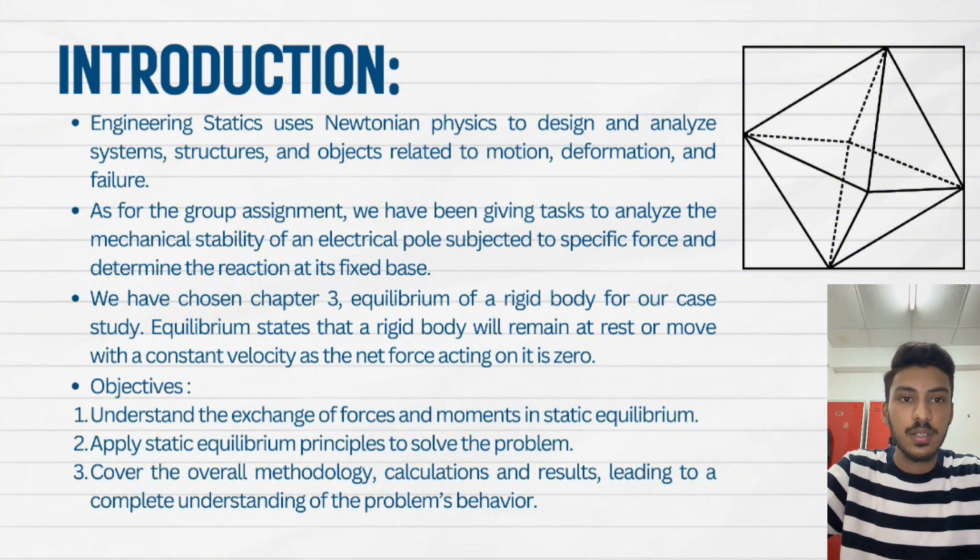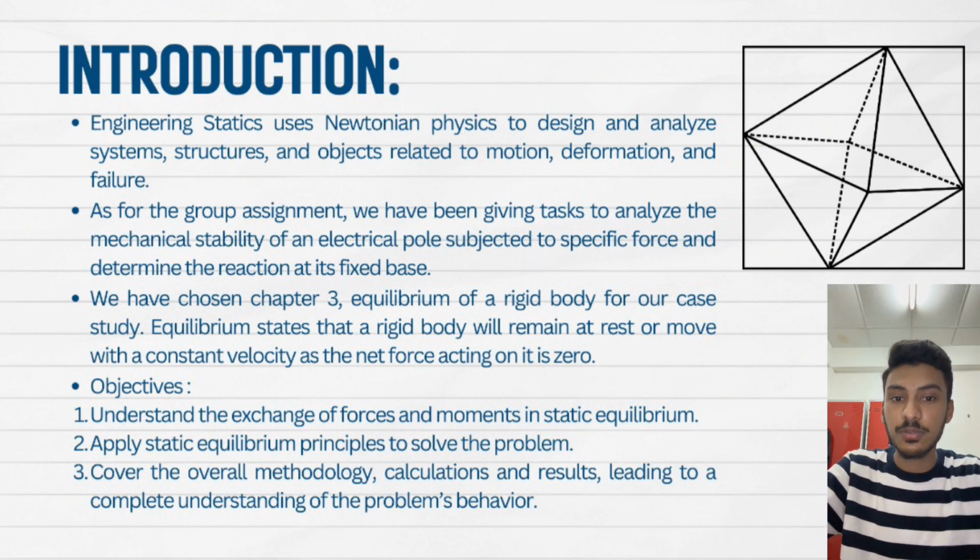engineering career. As for the group assignment, we have been given the task to analyze the mechanical stability of an electrical pole subjected to specific forces and determine the reaction at its fixed base. The problem involves a pole weighing 1000 Newton and two attached cables, each applying a force of 500 Newton. Next, for our case study, we have chosen chapter 3, which involves equilibrium.